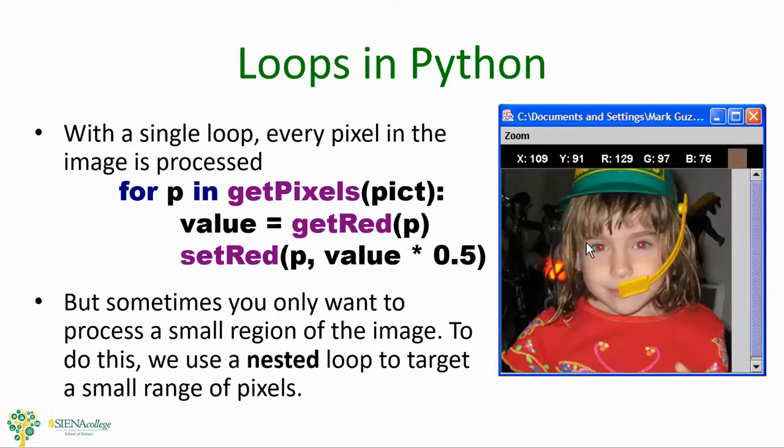So you're familiar with this, for p in get pixels. It gives us all the pixels in the image. But what happens if we only want a small portion of the image? Let's say that we wanted just to change the red value in this young lady's left eye. If we do for p in get pixels, we're going to change the red value in the whole image. So by using nested loops, we can target a small portion of the image.